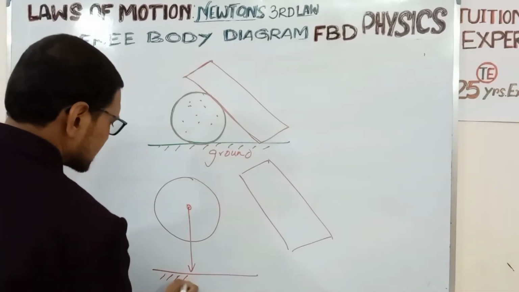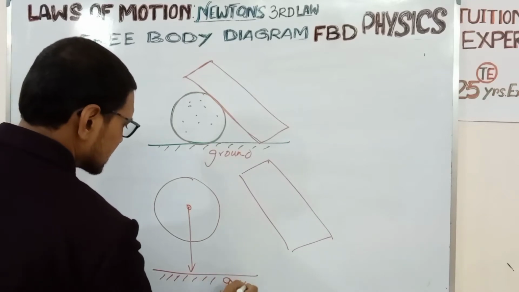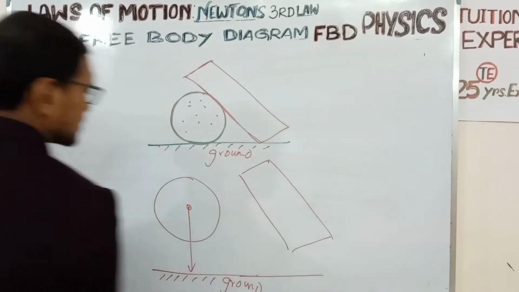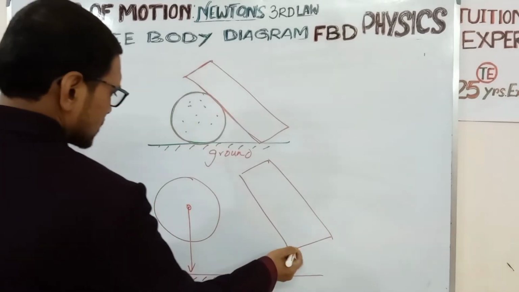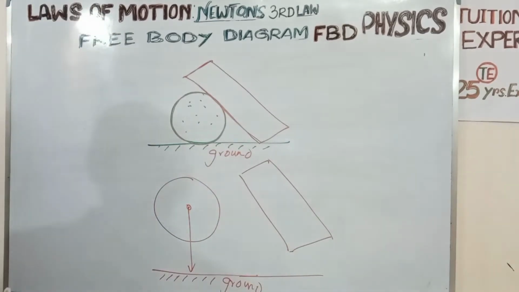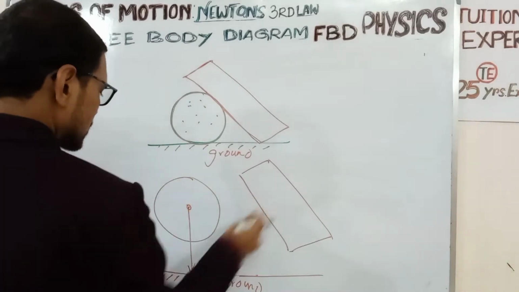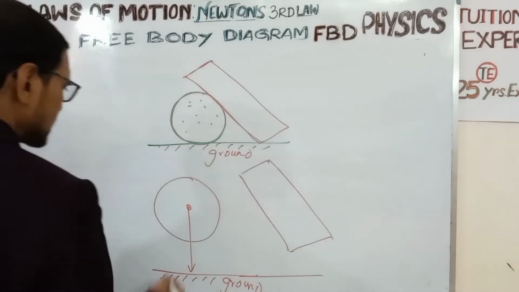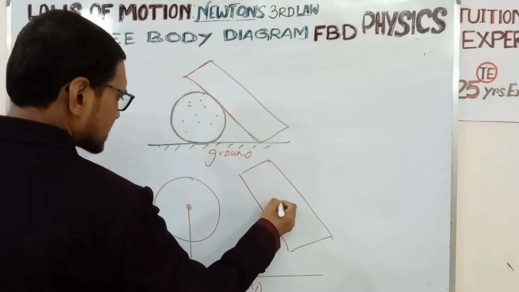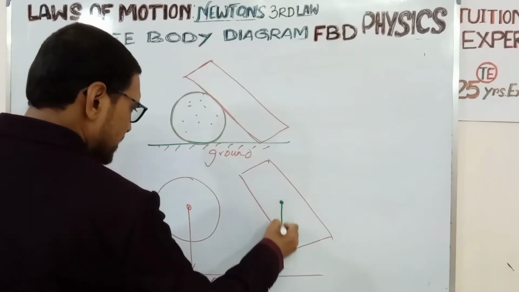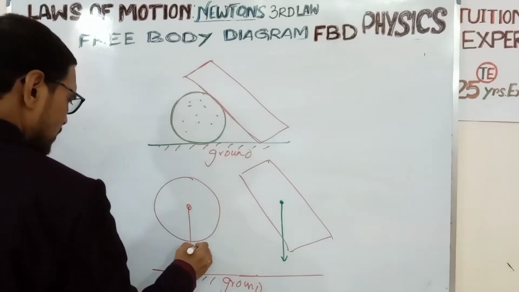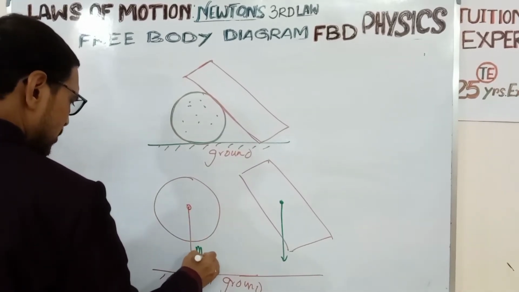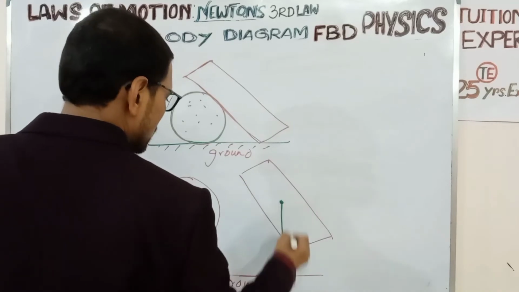Free body: ground, plank and the sphere. So what is the free body diagram? Different forces act on these three different bodies. Here the weight of each body acts from the center of gravity of each body. Suppose this is the weight of the sphere, m1g, and the plank has mass m2, so m2g.